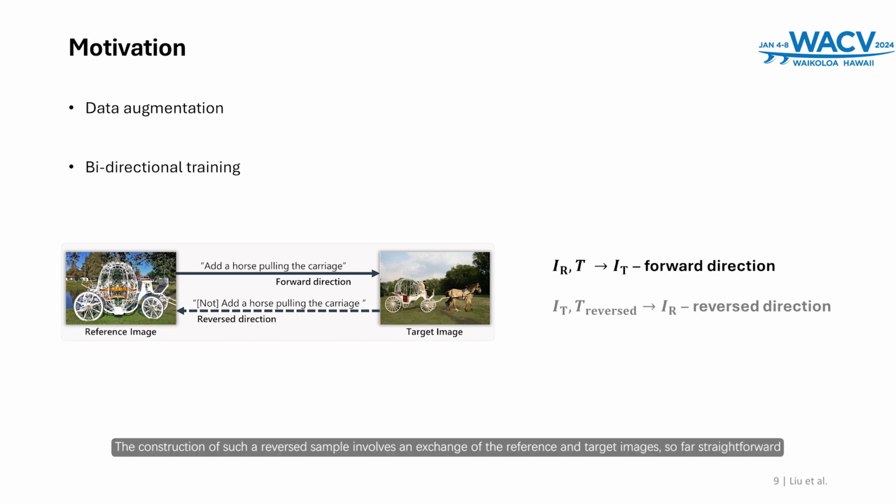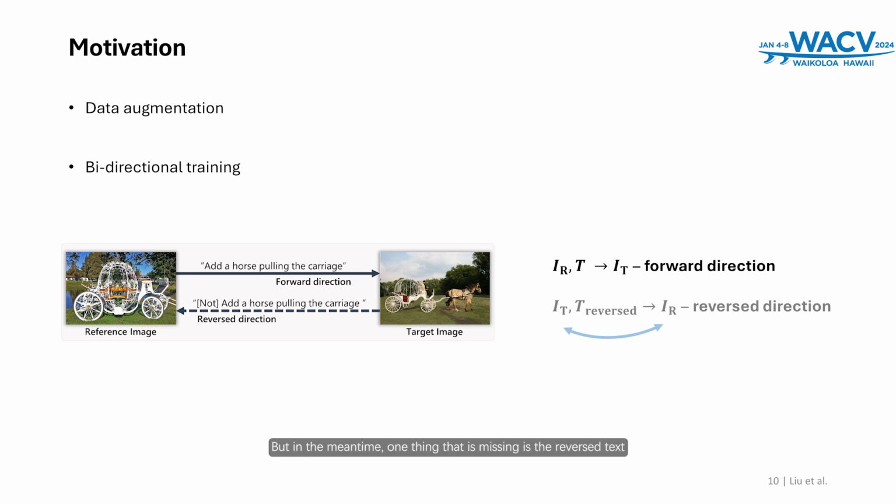The construction of such a reverse sample involves an exchange of the reference and target images, so far straightforward. But in the meantime, one thing that is missing is the reversed text. To manually collect them is counterproductive for a data augmentation scheme. Meanwhile, we note that not all texts carry very simple semantic meanings, as the example we demonstrate here. Some are complicated, and we can't simply use handcrafted rules to replace words with antonyms.